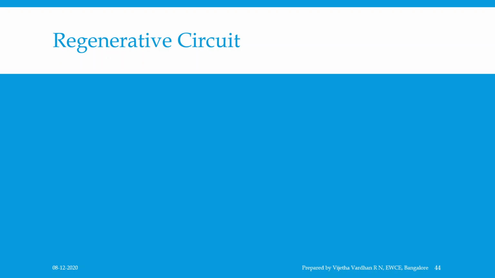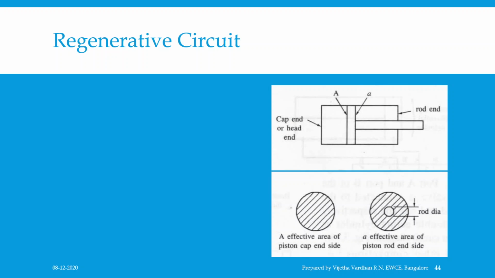Then coming to a regenerative circuit. In case of a double acting differential cylinder, the speed of retraction will be greater than the speed of extension for a given discharge of the pump. This is because the effective area of the piston surface is smaller on the rod end side than on the cap end or head end side. This is because the effective area of resistance to flow is smaller on the rod end side than that of the head end, which you can observe in the figure on the right hand side.